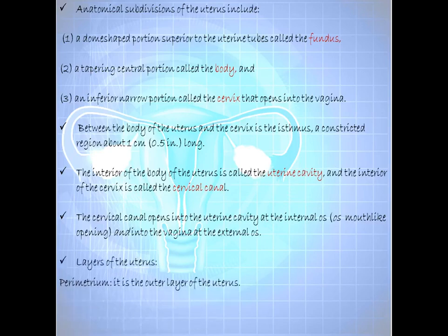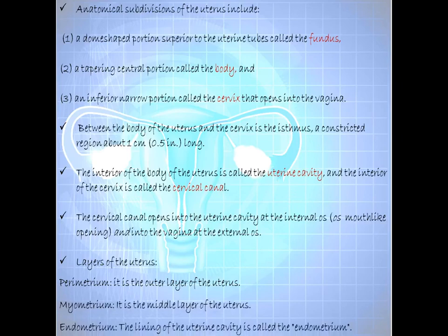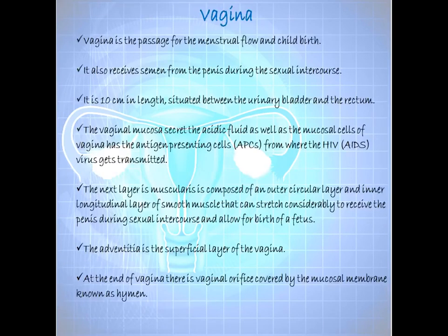Layers of the uterus. Perimetrium is the outer layer of the uterus. Myometrium is the middle layer of the uterus. And the endometrium is the lining of the uterine cavity.